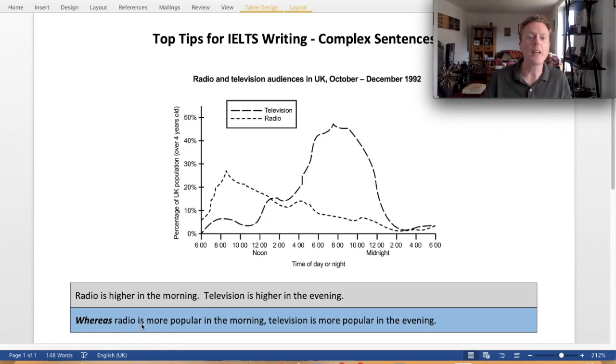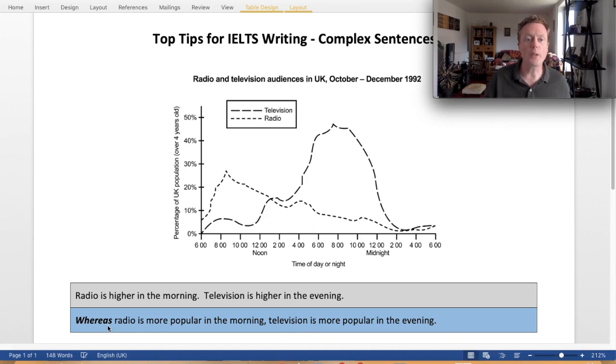And you can see instead of two sentences, we have one sentence with the linking adverb whereas, because whereas shows contrast, two things that are different. This one, the morning, popular, evening, popular, they're different. So we can put whereas radio is popular in the morning, television is more popular in the evening.